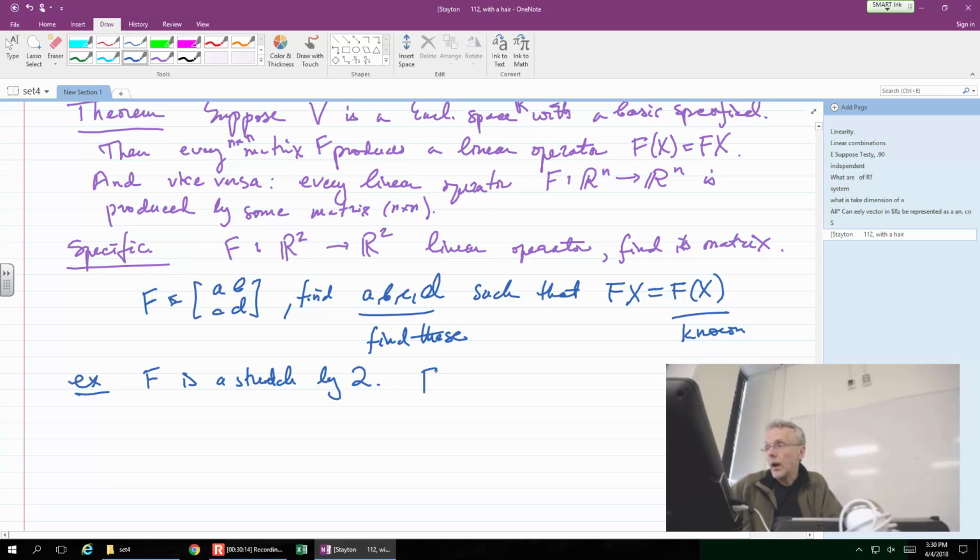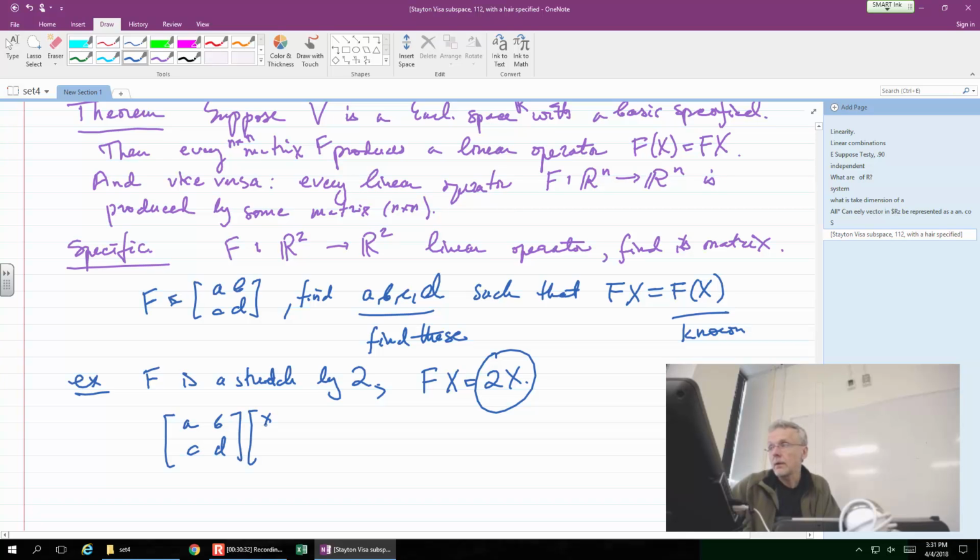Okay, so f of x, as we know, is equal to 2x. That's what a stretch is. So how do we find a matrix? How do we express this as a matrix multiplication? A, B, C, D times x, y is equal to 2x, 2y. Okay, so we need to find A, B, C, D.